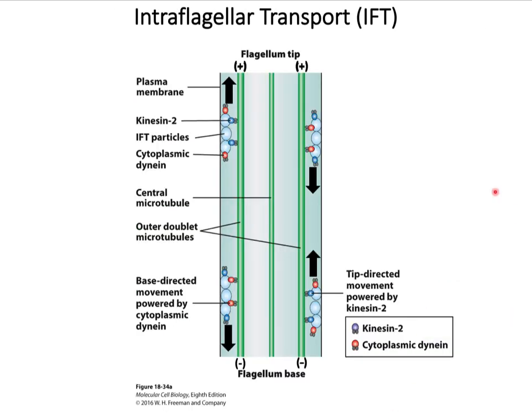So several years ago, an observation was made in which there was evidence of trafficking of particles and vesicles from the base of the flagellum or the cilium to the tip of the flagellum. The tip is shown here on the top of the slide. Let me orient you: these green lines are the microtubules. The plus end is towards the flagellum tip, and the minus end is towards the flagellum base.